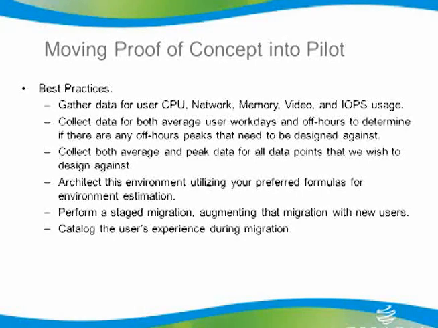Next thing, collect both average and peak data for all data points that we wish to design against. Now this is really important because we're going to be coming back to it. But average data is very important. Average data during a working day is more important. But peak data is also necessary to figure out where our peaks and valleys generally are. And we're going to be using both of those pieces of information to calculate out exactly what we need for all the big 5 areas that we care about. So CPU, network, memory, video, and IOPS.